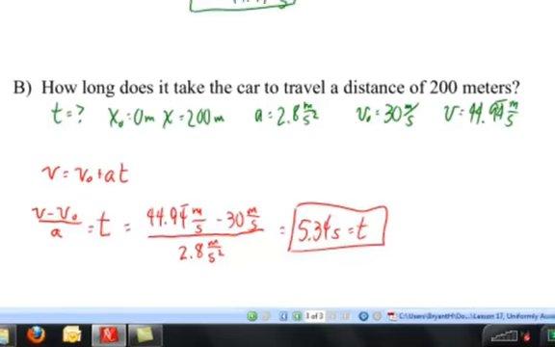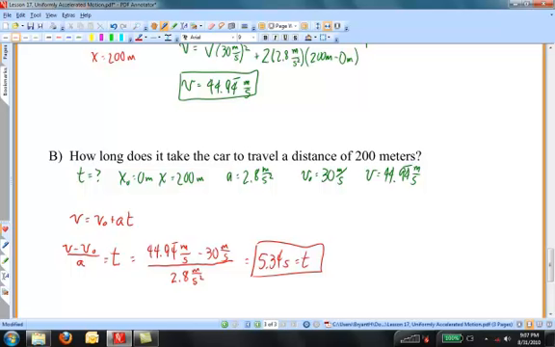Of course, the problems are going to get harder, but the idea is the same. Take your equations of motion, make sure that you've got constant acceleration before you employ them, write down the variables that you know, write down the variable that you're looking for, and then choose an equation or some combination of equations that will get you from what you know to where you want to go.